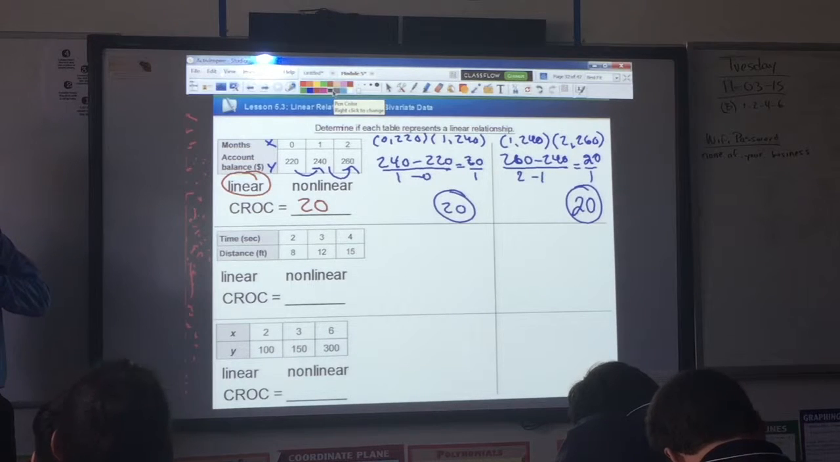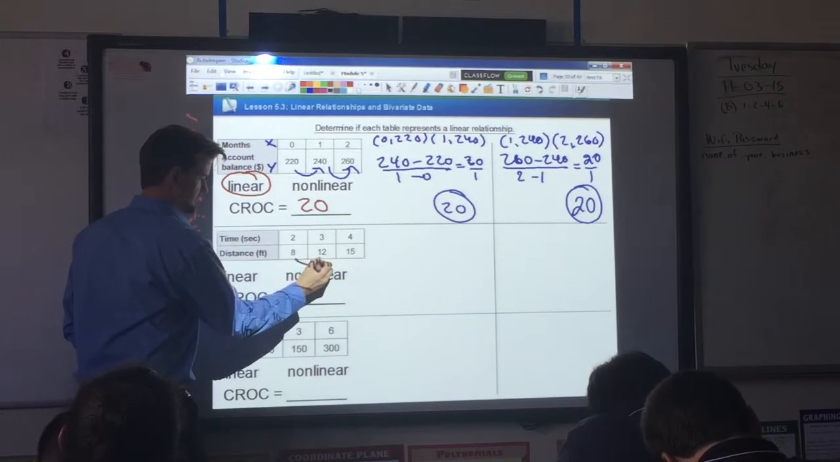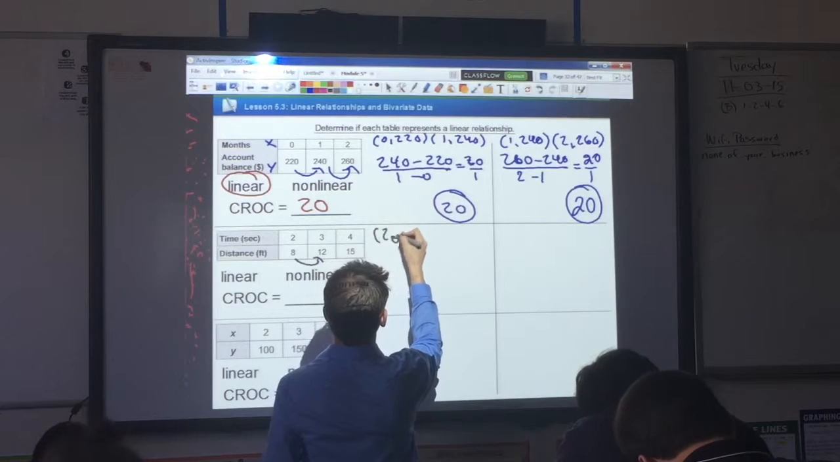Cart left. What are my first 2 coordinate pairs? 2 comma 8 and 3 comma 12. Good. We're finding the rate of change between those 2 sets of points. So we have 2 comma.